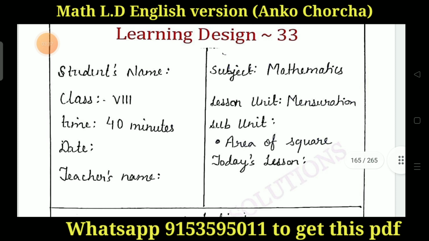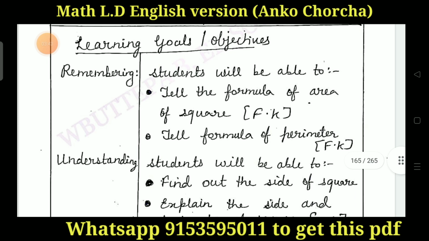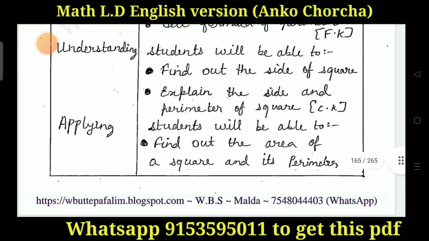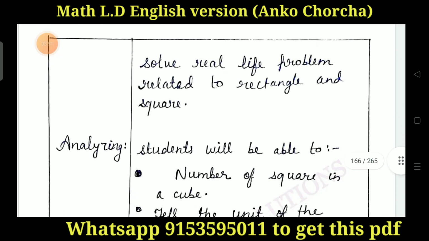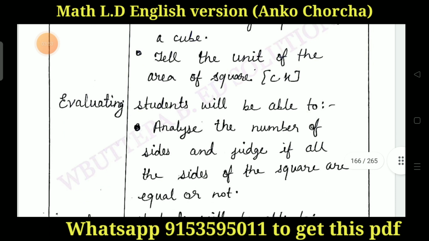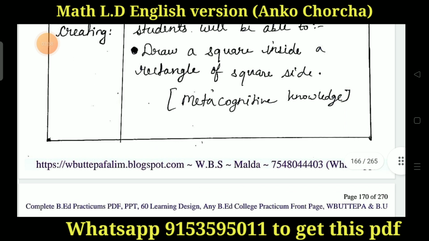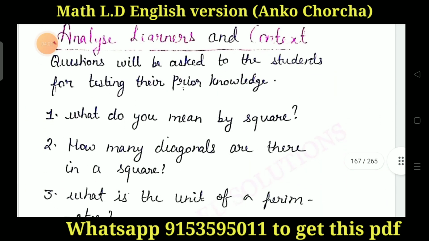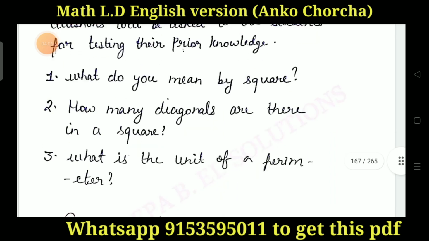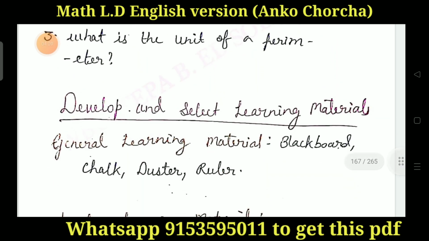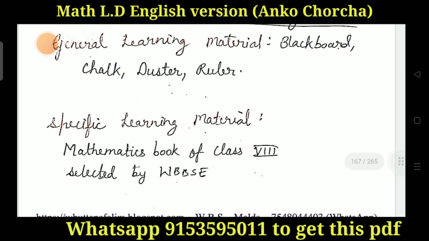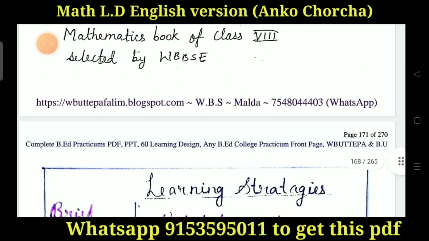Learning design 33. Today's lesson, area of a square. Learning goals: remembering, students will be able to; understanding, applying, analyzing, evaluating, creating. Analyze learner and context: questions will be asked to the student for testing their prior knowledge, that is, previous knowledge questions. Develop and select learning materials: there are 2 types, general and specific.